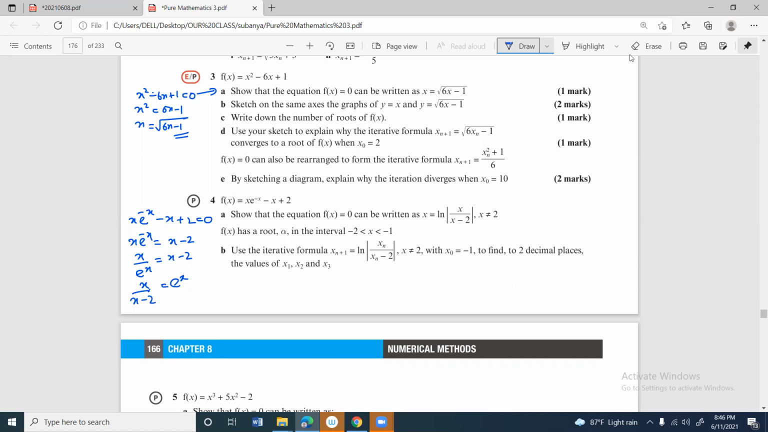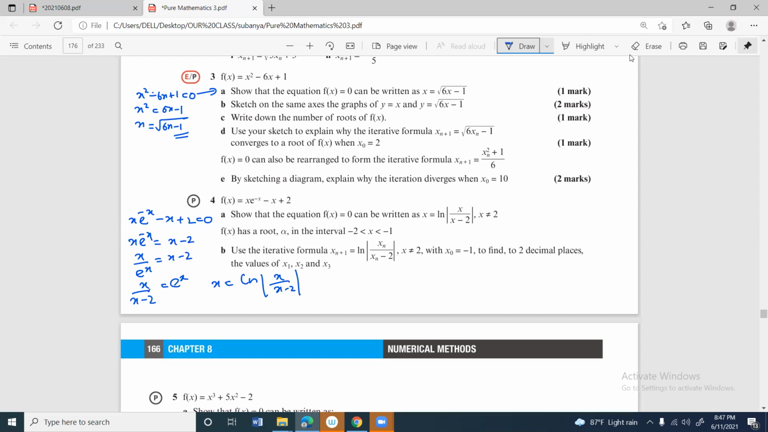Then if you bring this x to the other side, what happens? It turns out to x equals ln|x| over x minus 2. Why do we put this modulus mark over here? The reason is that the ln value does not exist for negative values. That is the reason we write this modulus mark over here. Then f(x) has a root in the interval of minus 2 to minus 1.